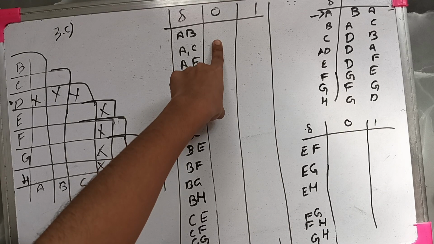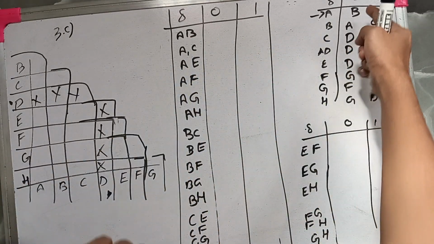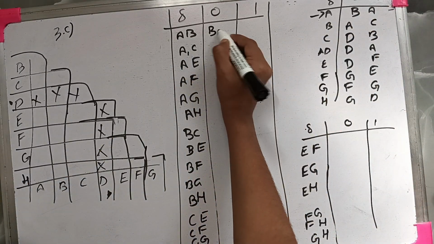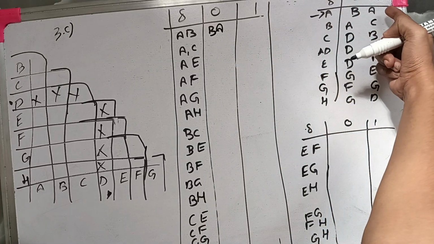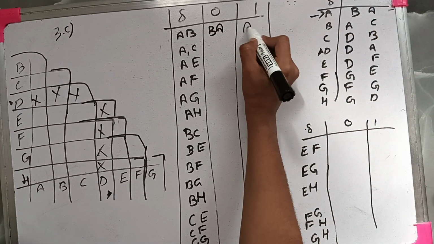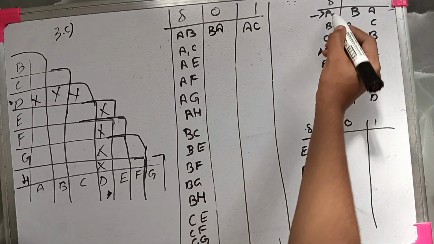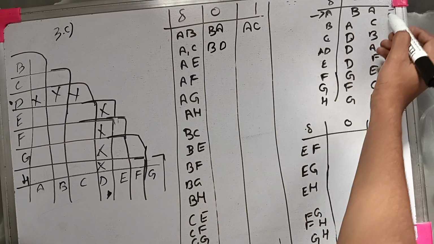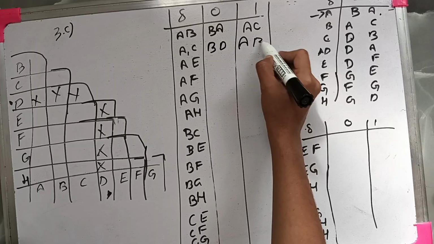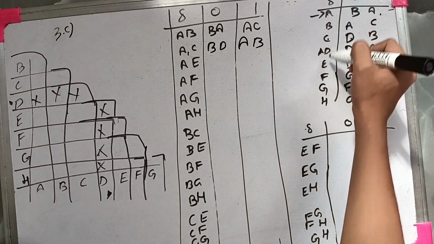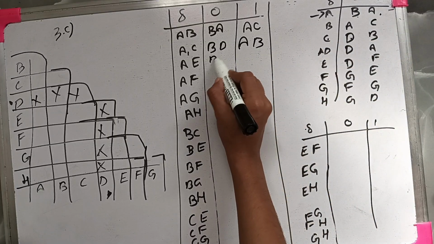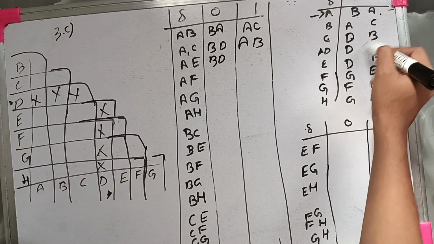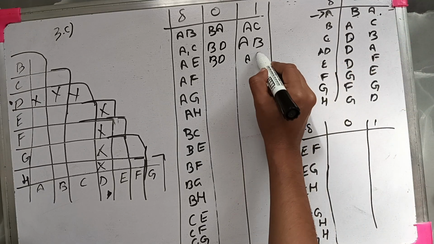Okay. Upon 0, B gives what? B and A. Upon 1, it gives what? A and C. Next, for A and C, for 0 it gives B, D. For 1 it gives A and B. Next, A, E gives B, D. Next, this gives A and F.